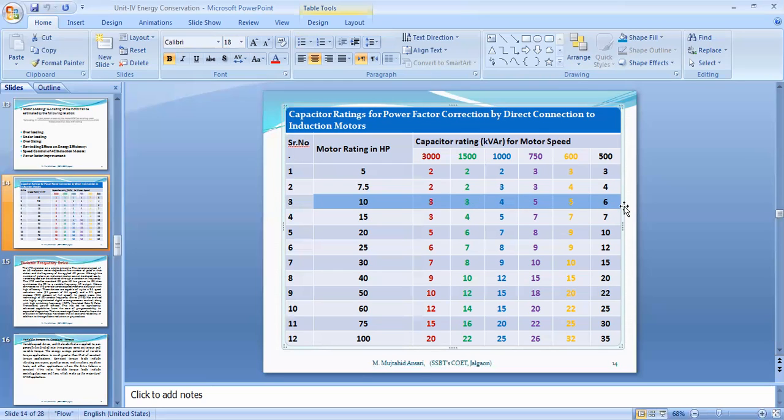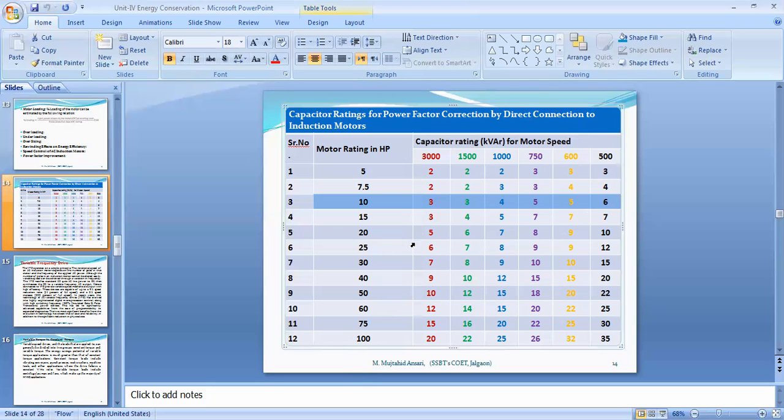So the meaning is that if the speed of the motor is smaller, the rating of the capacitor increases slightly. It is just a thumb rule, about one third of the capacity of the motor. Say for example, for a 100 HP motor, the size decreases to 20 kVAR, whereas at 1500 rpm, because most of the motors are 1500 rpm, it is 22 kVAR. By connecting this capacitor, we are able to improve the working power factor of the motor.